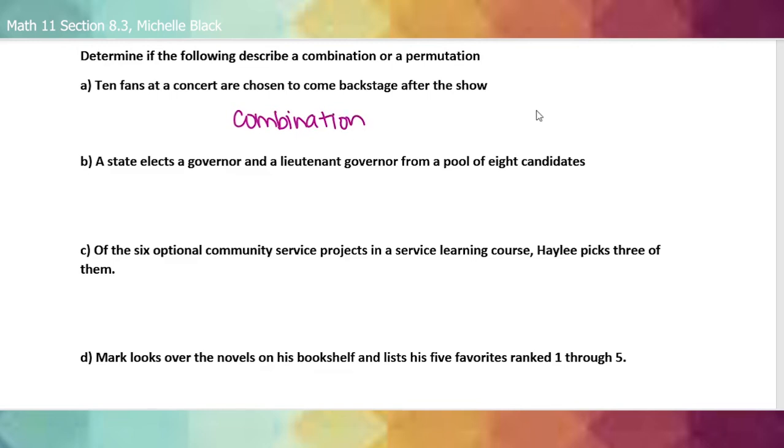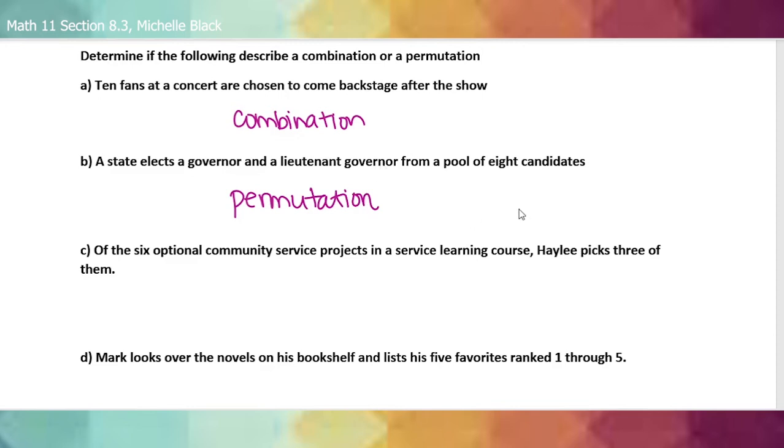Part B. A state elects a governor and a lieutenant governor from a pool of 8 candidates. Take a second and write down your guess. Okay, so they have 8 people to pick from, and let's say that the first person they pick will be the governor, and the second person they pick will be the lieutenant governor. So since there are specific positions for which that person could fill, the order does matter. Because if the first person is the governor and the second person is the lieutenant governor, then it matters who I choose first and who I choose second. Let's say Mark is the governor and Mary is the lieutenant governor. Then I could also have that Mary is the governor and Mark is the lieutenant governor. Or in other words, order matters, and this is a permutation. So that's a good thing to look for. If there's a specific role that's being filled, it's usually a permutation.